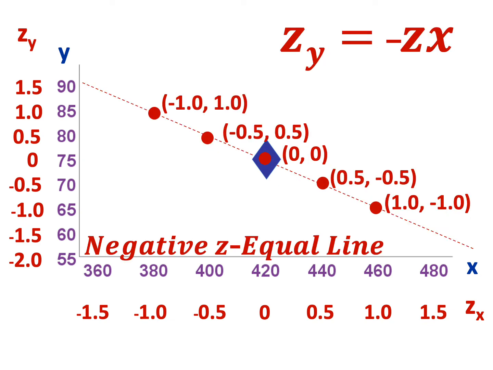The negative z equal line is also a diagonal line on a scatter plot that passes through the point of averages. The standardized coordinates of each point on the line fit this equation: the z of y is equal to the z of x times negative 1.